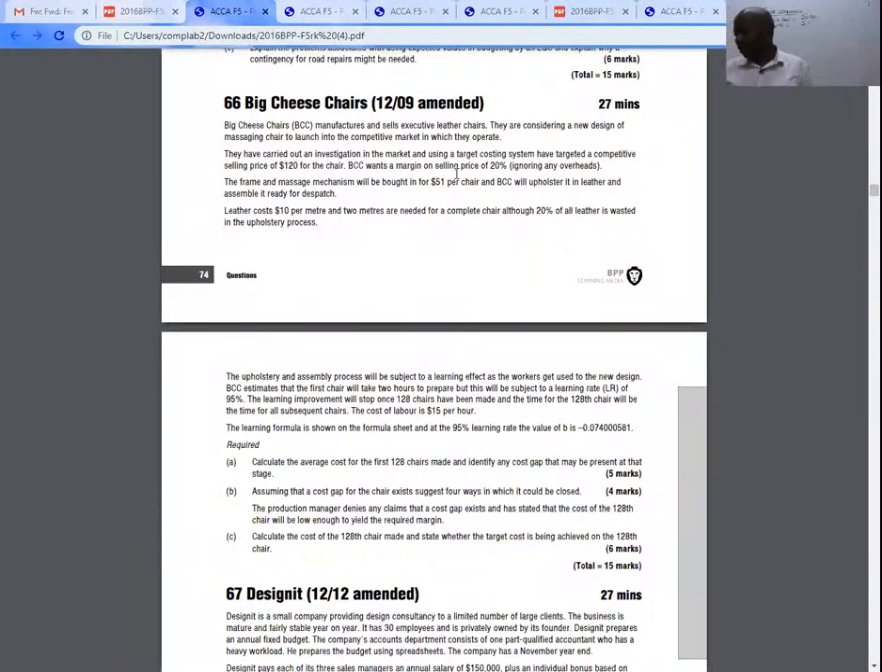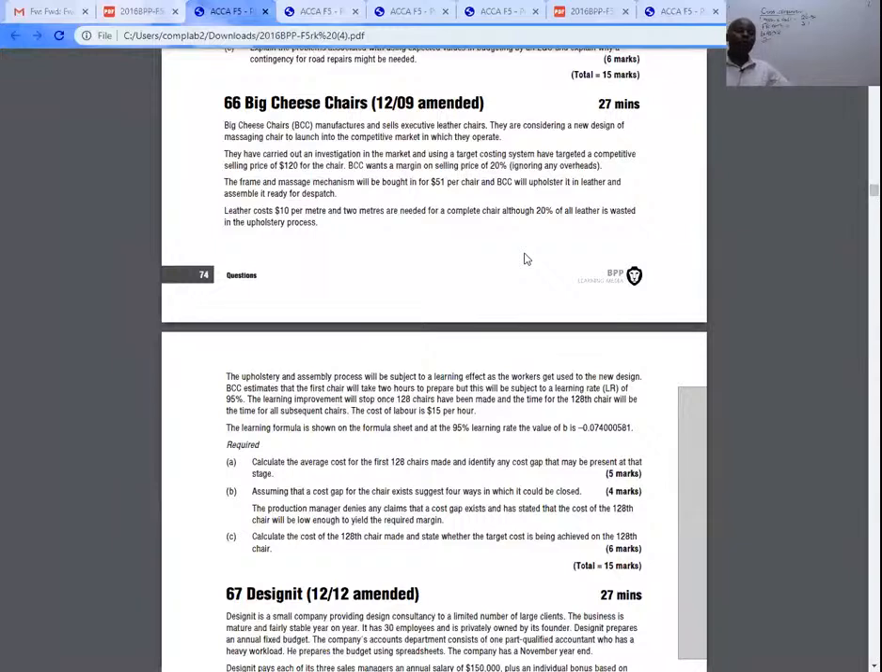And then we continue. We are told leather costs 10 per meter and 2 meters are needed for a complete chair, although there is wastage of 20%. Whenever there is wastage, so many students will not be able to handle it very well. So we have leather. 2 meters are needed, but remember these 2 meters are net.